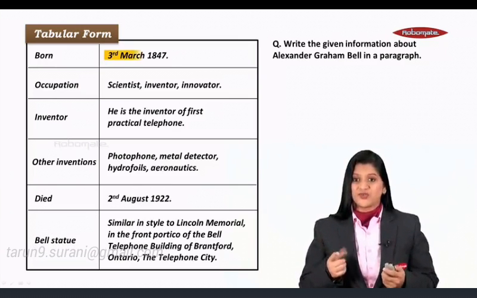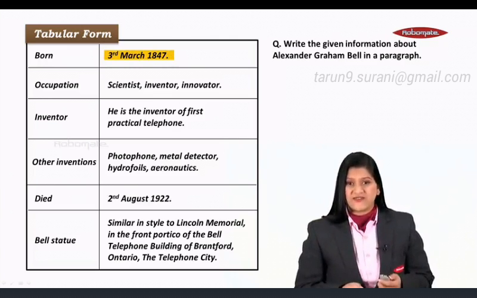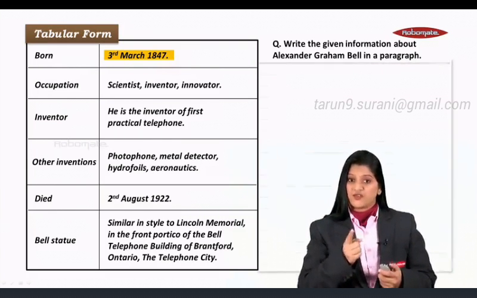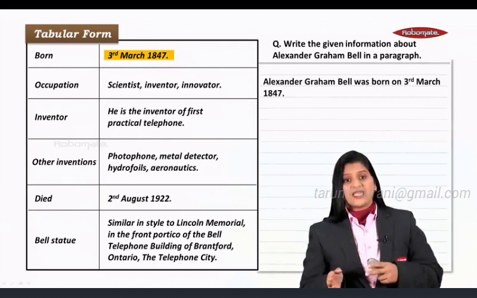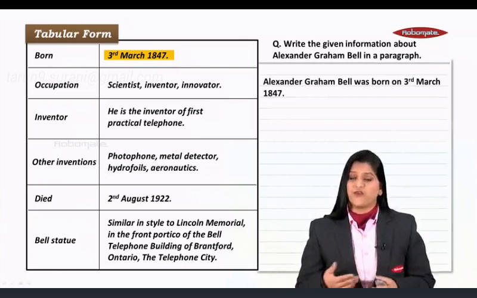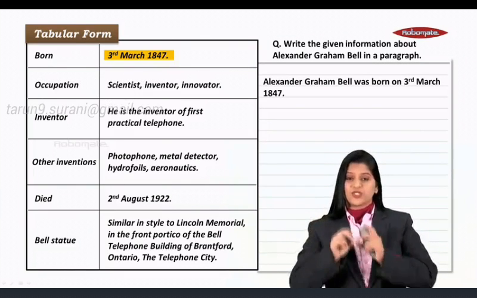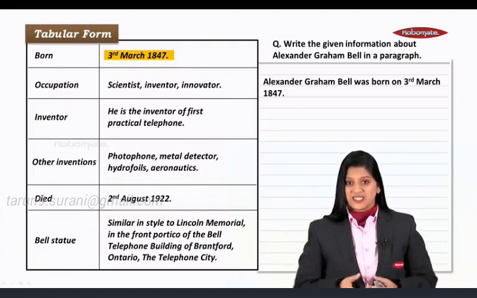So what are you going to do now? First, remember, he was born on 3rd March 1847. So now you will have to create your first sentence. Alexander Graham Bell was born on 3rd March 1847. Do you understand? The key words are to be put in the form of an entire sentence now.